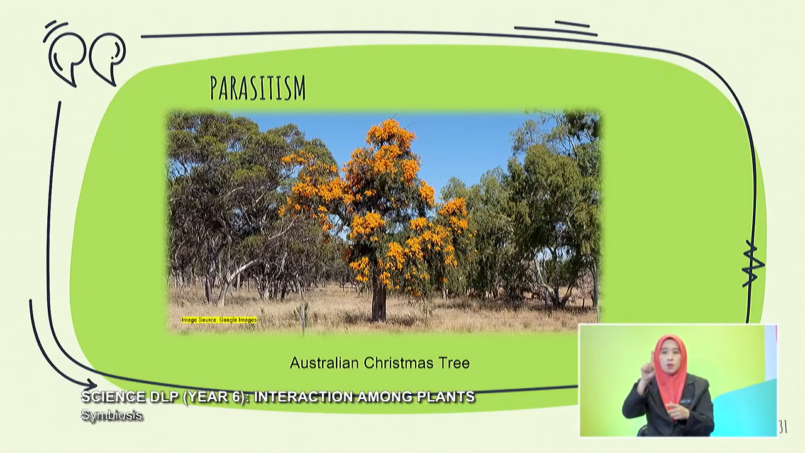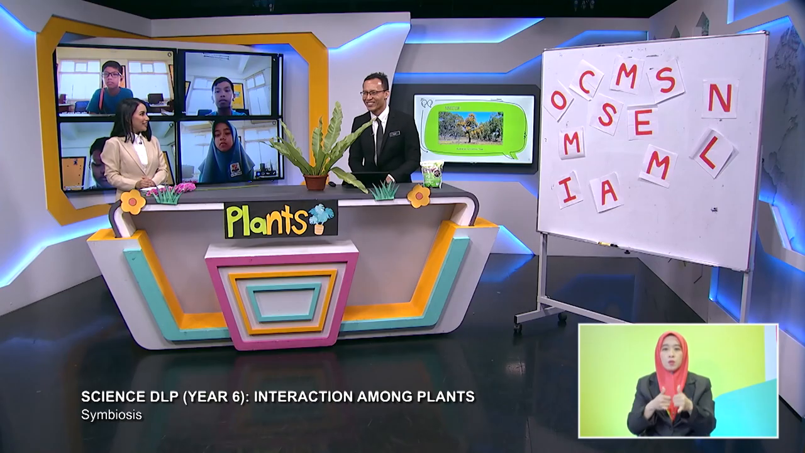Example that is something extra, which is called the Australian Christmas tree. This Australian Christmas tree, where do you think it comes from? Australia, perhaps? Oh, you're right. So Australia, yes. And this tree is actually a parasite tree. Why? Because its roots will make connections with all the grass around it.